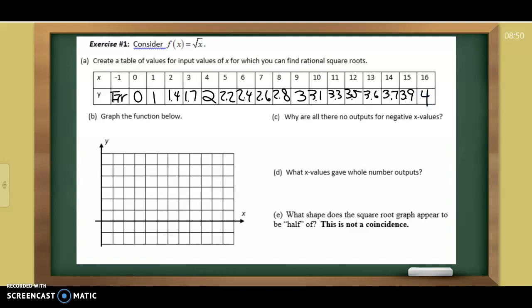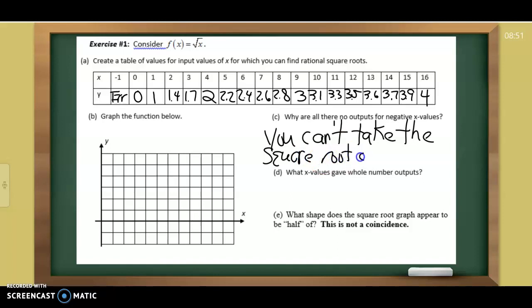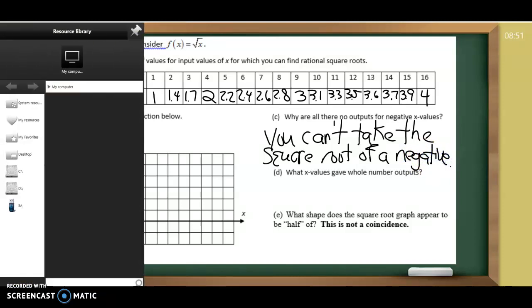So why are there no outputs for negative x values? You can't take the square root of a negative number. Okay, correct. Can't do the square root of a negative number.